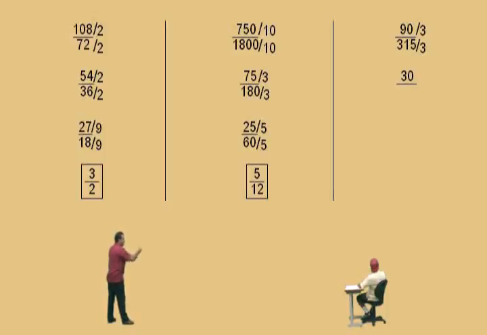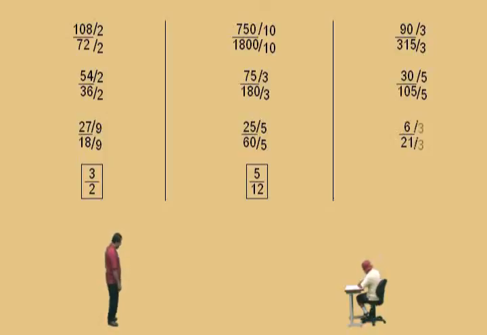So, Charlie, 315 divided by 3. What's 300 divided by 3? 100. Okay, so what's 315 divided by 3? 105. Very nice there, Charlie. Now, here we go. 30 divided by 5 is what? 6. Okay. Now, 100 divided by 5 is 20. So 105 divided by 5 is what? 21. Okay.